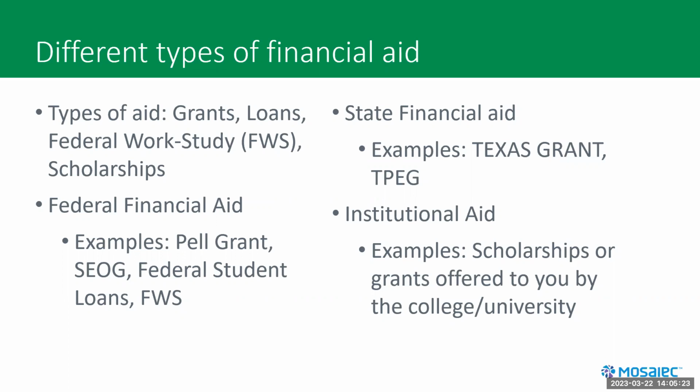Now, institutional aid is aid offered by that particular college. So it might be a scholarship or grant based on your major, or it might be merit-based, which is based on your GPA or things that you've accomplished, or it might be based on the scholarship application that you submitted to that particular school. So again, all of these are different types of aid awarded by the financial aid office that you might see on your award offer.